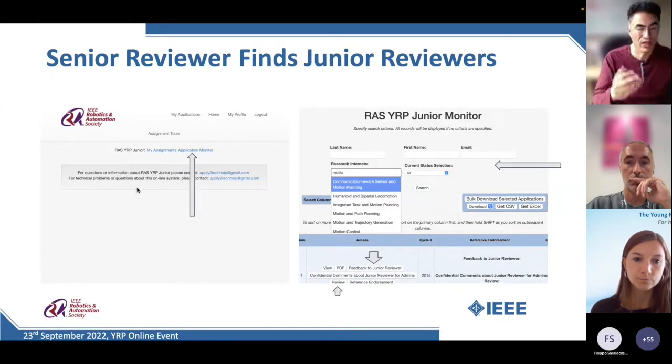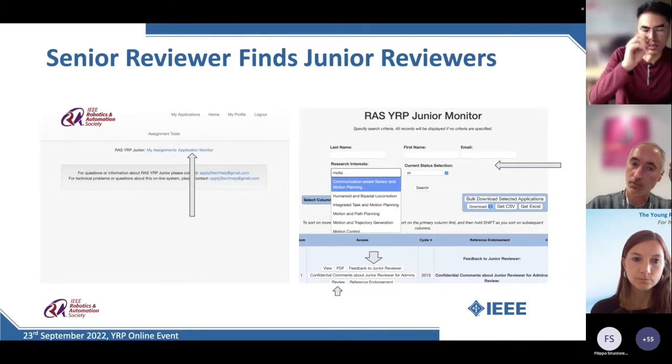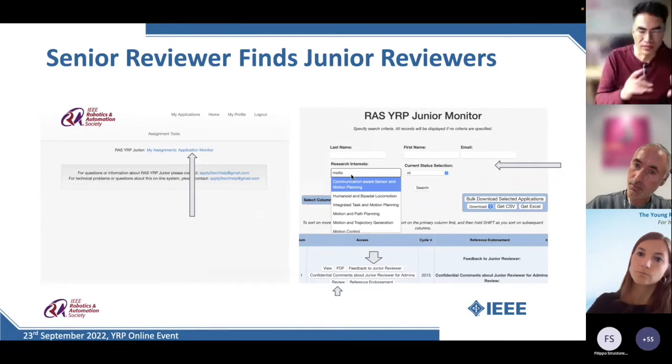So the senior reviewer finds junior reviewers. They will see this once they log into the system. There are instructions on how to get to this screen and find the junior reviewer database. But once they are here, they click here on the application monitor and they will get a screen like this, where they can search for junior reviewers, for example, based on the research interests.